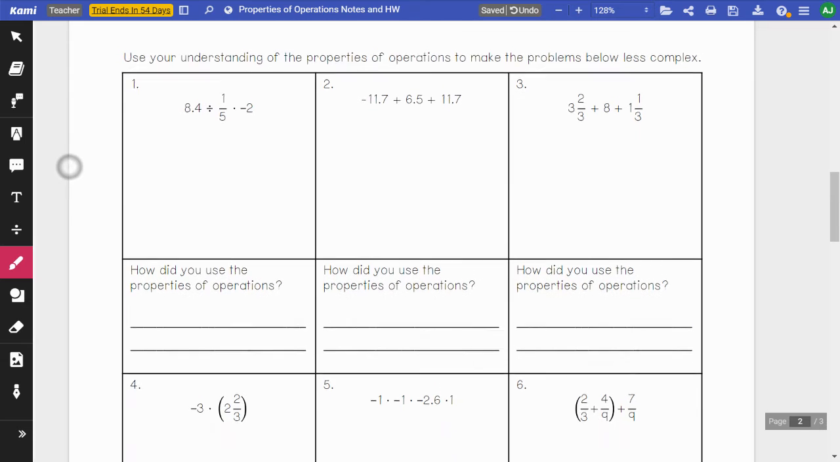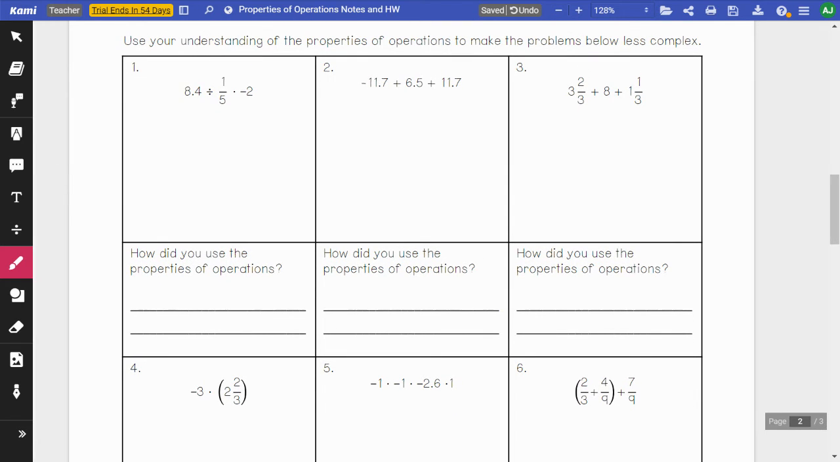Use your understanding of the properties of operations to make the problems below less complex. All right, so number 1, 8 4/10 divided by 1/5 times negative 2. First thing that strikes me in this problem is that we have one fraction, one decimal, one integer. I want to go ahead and get rid of that fraction, so I am going to do keep change flip, and that's going to allow me to change it to multiplication. That again is part of that multiplicative inverse.